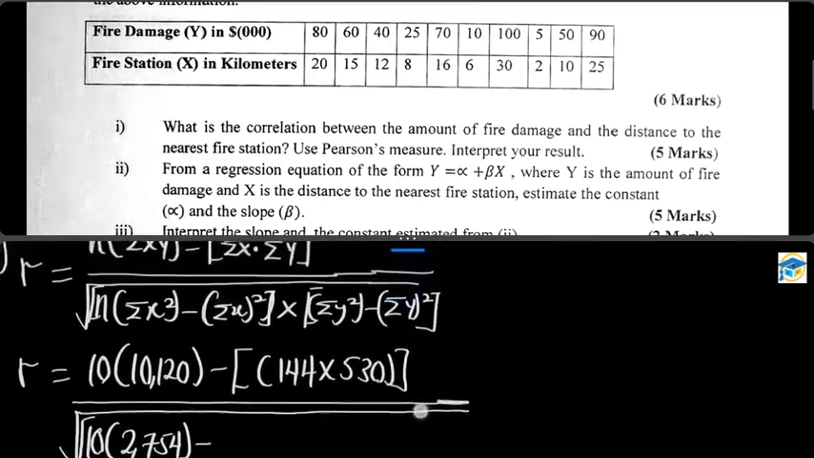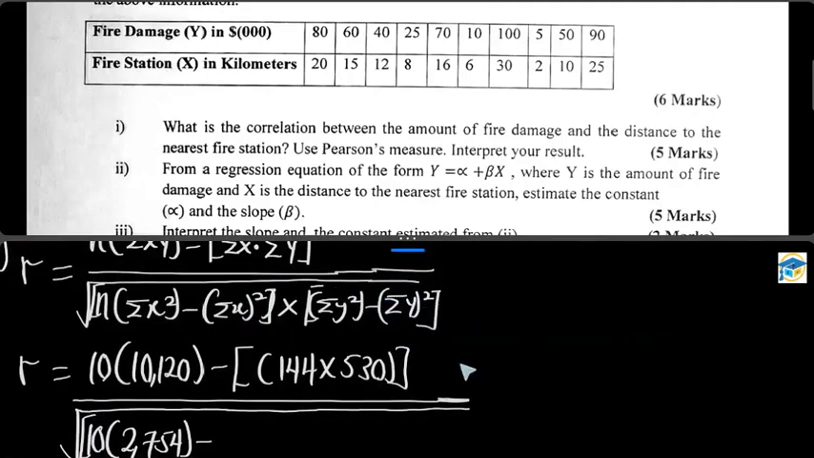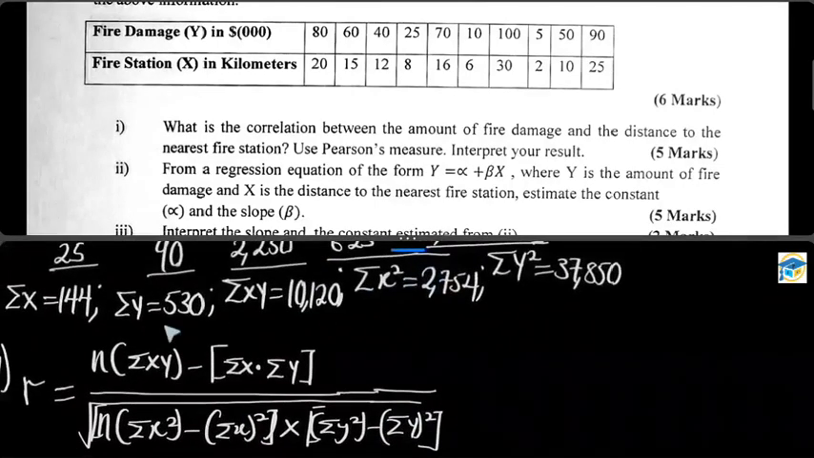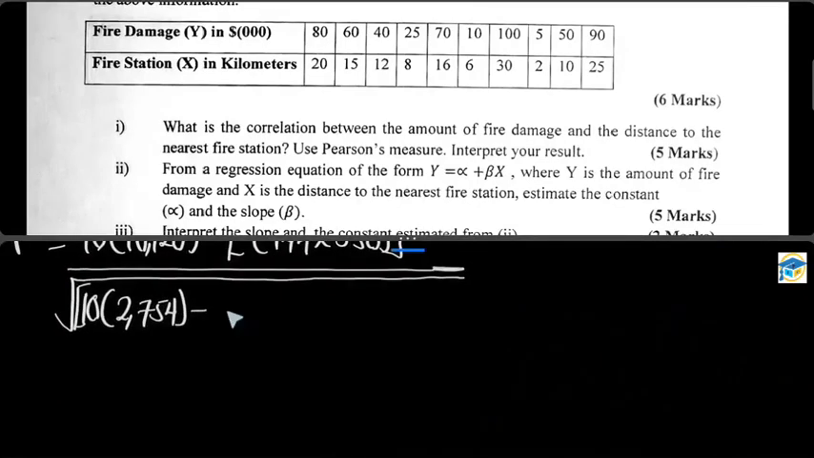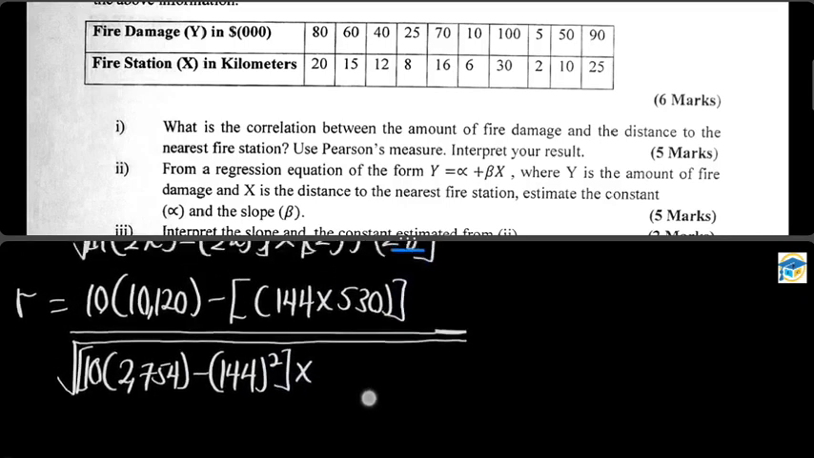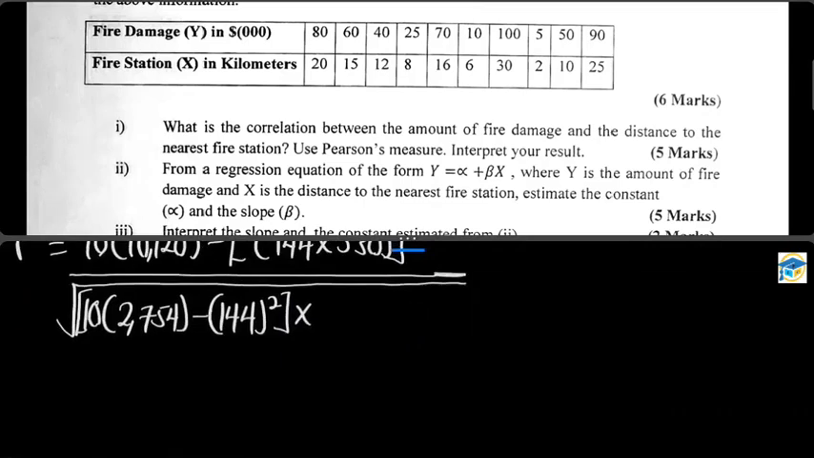summation x. In this case, summation x was 144, right? So let's pick that from there. So it's going to be 144 all squared, and then bracket closed, multiplying, then come back to the same thing. Once we are done for the x, we also do the same for that of y.